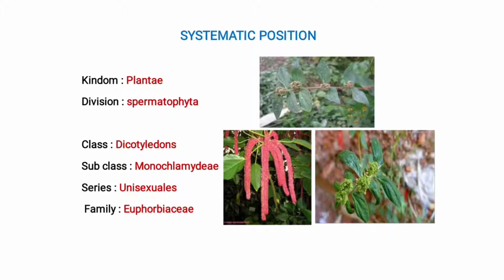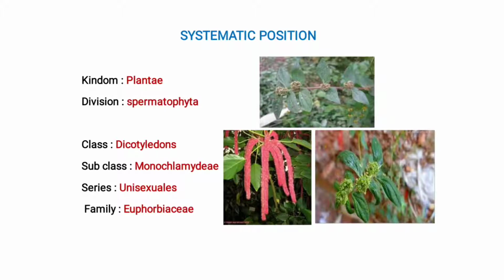Then the class is Dicotyledons. In this, two cotyledons are present, so it is known as dicotyledons. Most of the families have two cotyledons. The root is a taproot system. Venation is reticulate. The flowers are generally pentamerous or tetramerous, it means they have 5 or 4 petals. After fertilization, the ovary converts to fruit. It means the plant forms fruit.